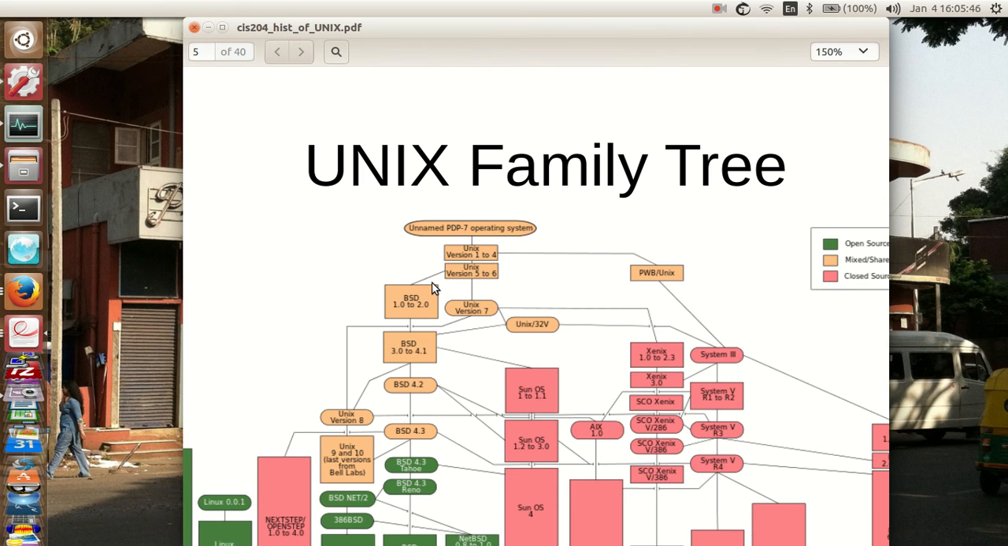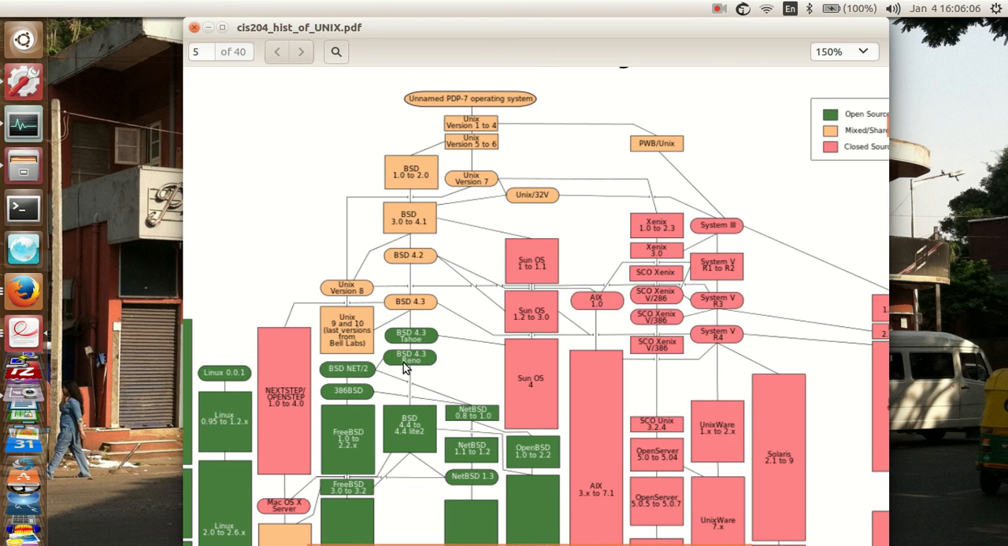They weren't allowed to charge for it, but they could license it. And one copy of that license went to the University of California in Berkeley. And that led to Berkeley Systems Development, software development. And that led to a flavor of Unix called BSD-1. And that went all the way up to BSD 4.3, various versions of that.